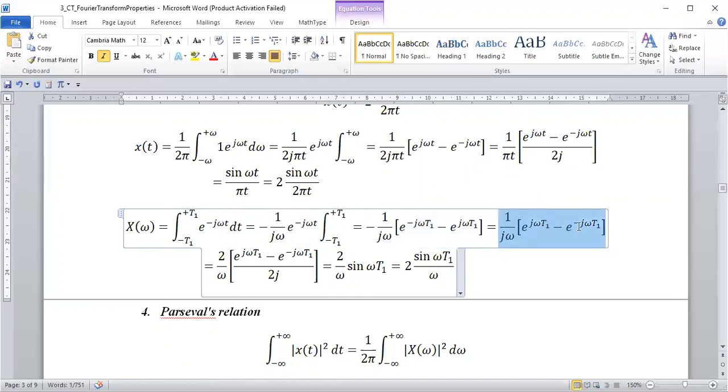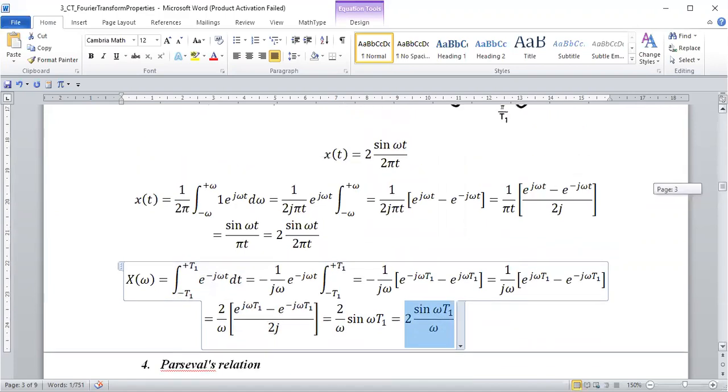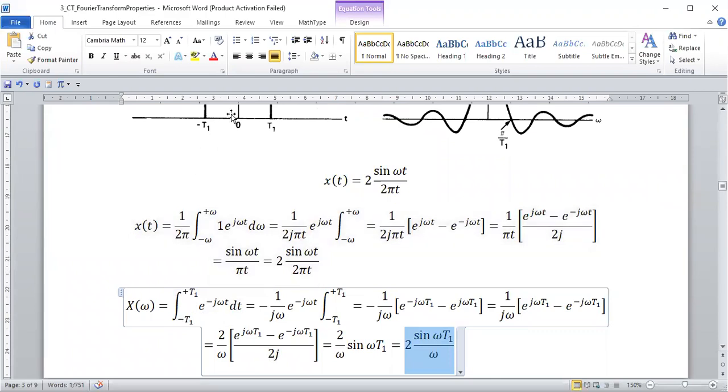Then doing some rearrangements, we arrive at this. And we want to get the sine term, so we bring the 2j here. And this is the sine. And doing some rearrangements, we get this. Therefore, the Fourier transform of this square wave is given by this, where 2 sine omega t1 divided by omega is given by this representation.